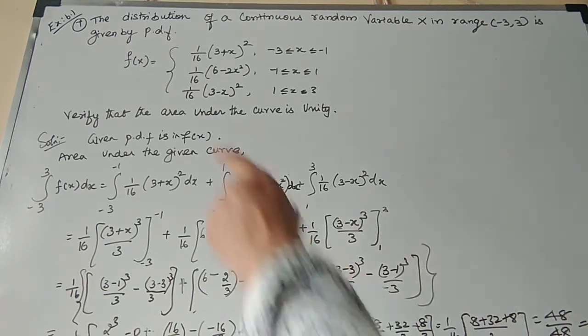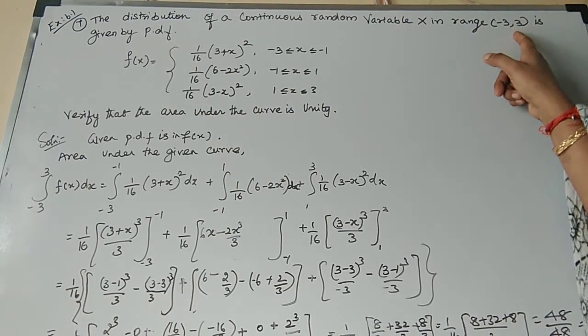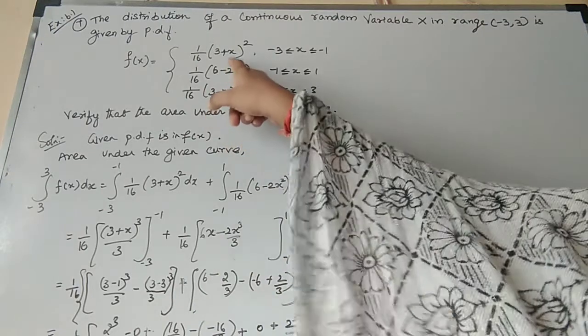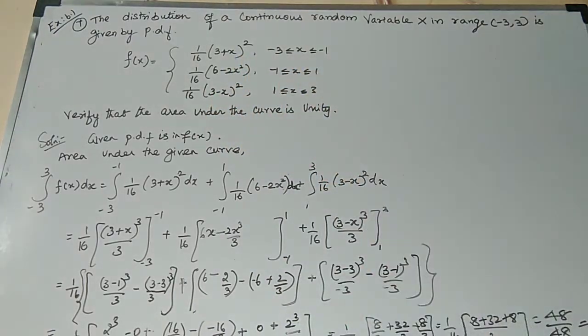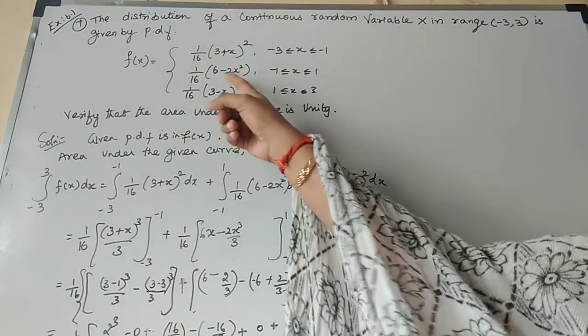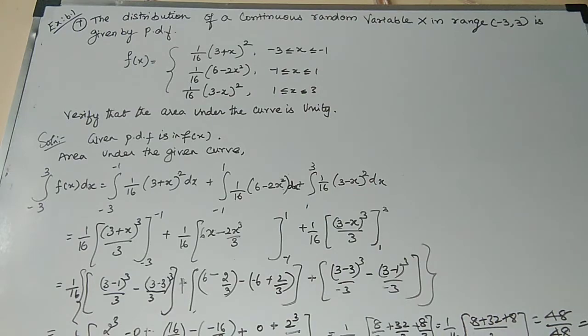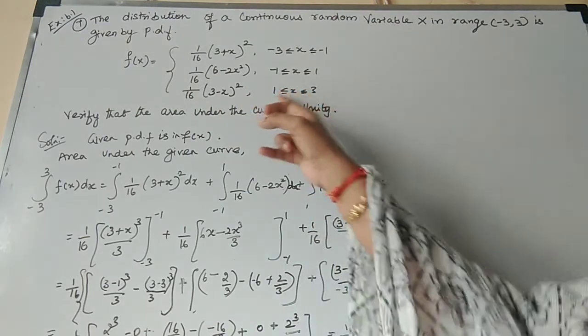Now look into the next question. The distribution of the continuous random variable x has range -3 to 3. It is given by the PDF f of x equals 1/16 into (3 plus x) the whole square, with the limit -3 to -1, and 1/16 into (6 minus 2x square) for the range -1 less than x less than or equal to 1, and then 1/16 of (3 minus x) the whole square with the range 1 to 3.